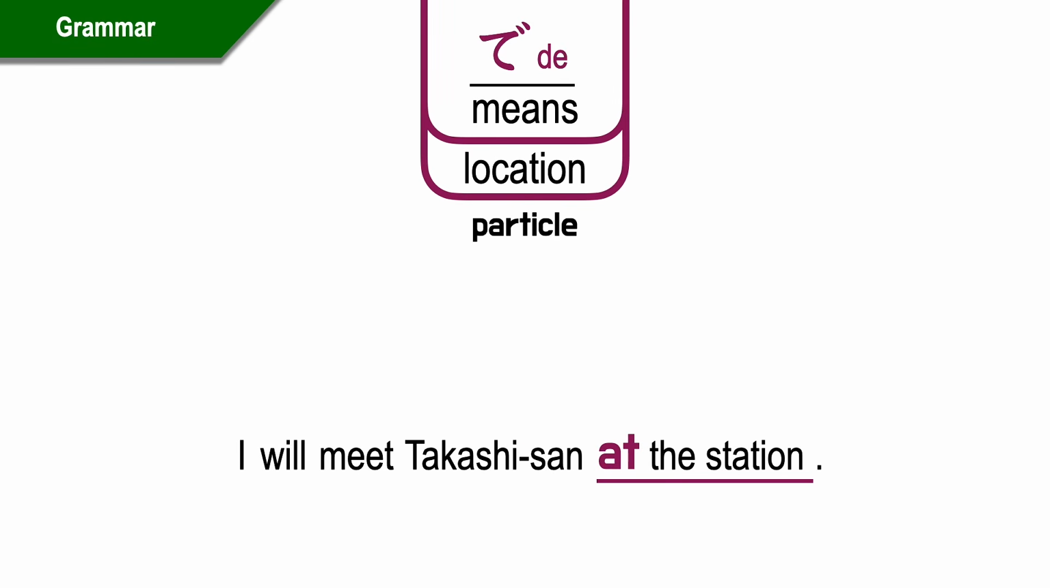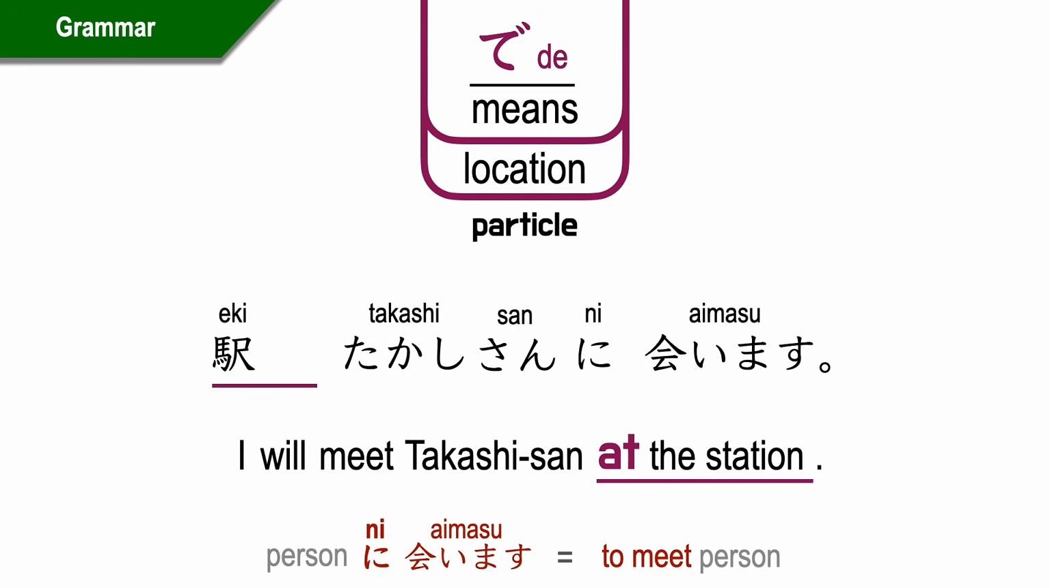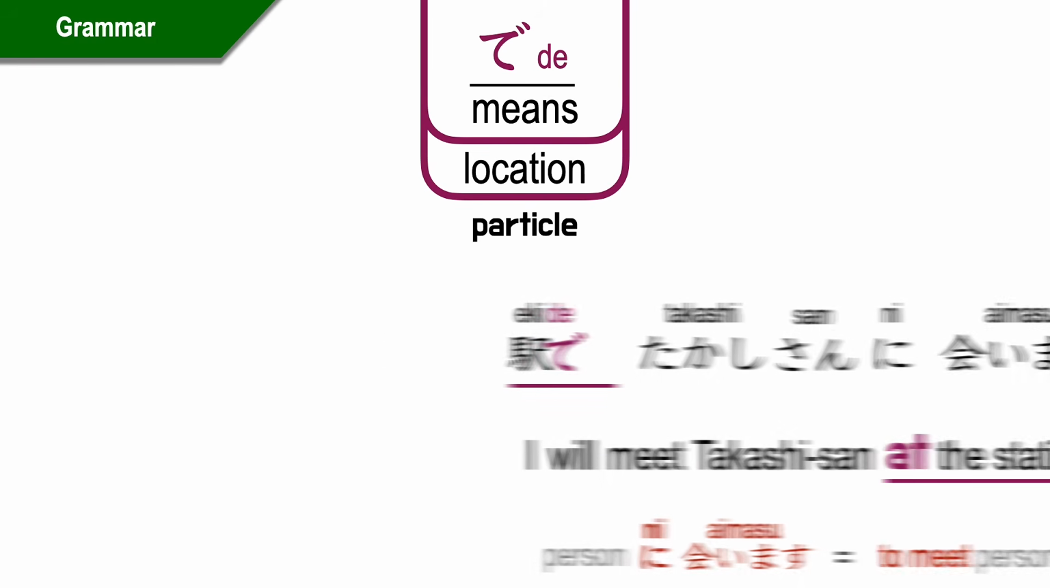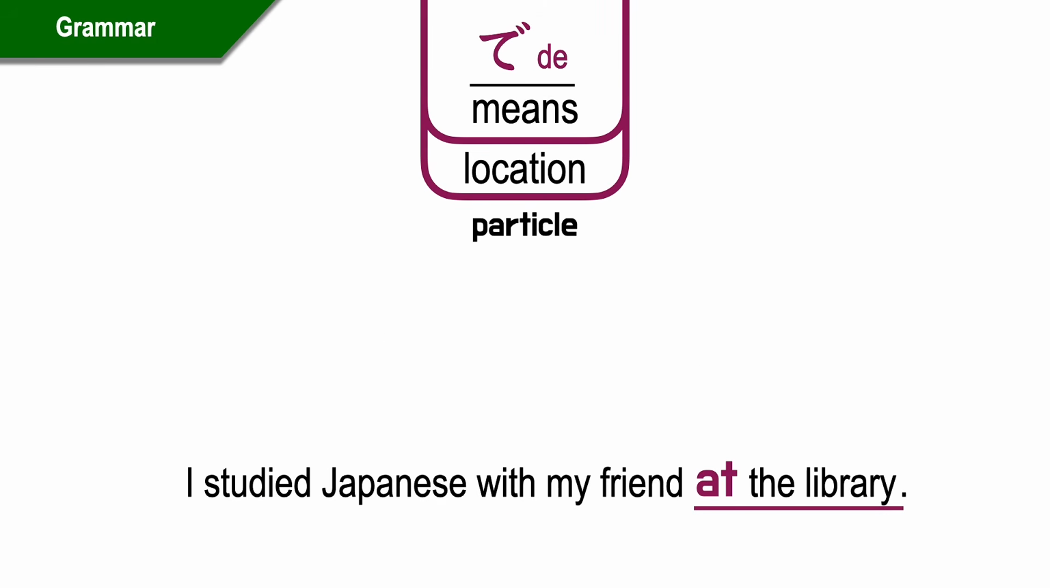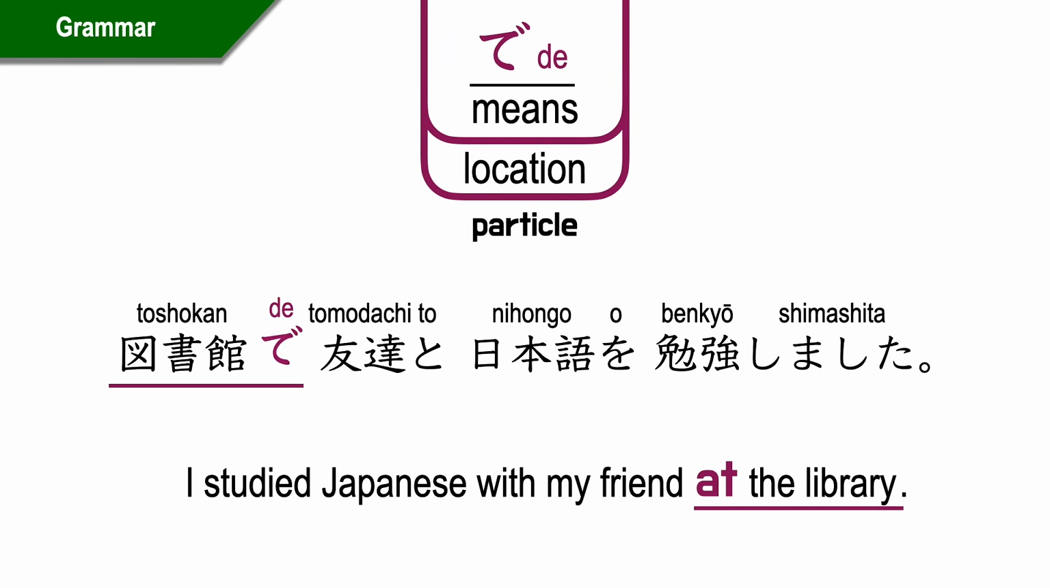I will meet Takashi-san at the station. To meet a person in Japanese is person に会います. 駅で高橋さんに会います. I study Japanese with my friend at the library. 図書館で友達と日本語を勉強しました.